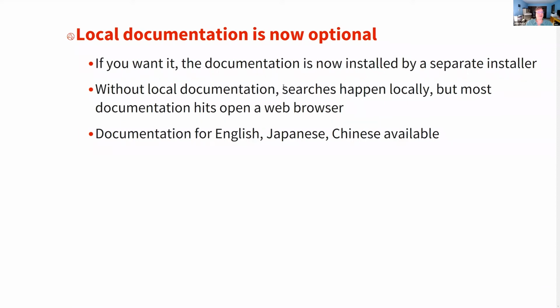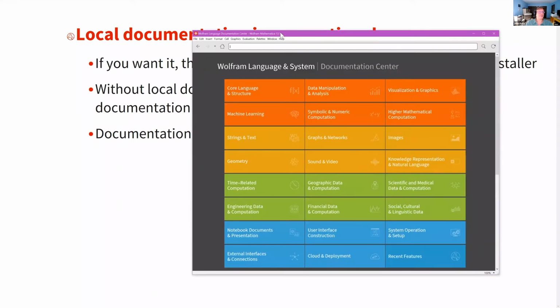I say this, but I should demonstrate what I mean. So searches happen locally, but most documentation hits open a web browser. Okay, so what do I mean by that? Let me switch over to, if I can find, here we go. Okay, so this is a help viewer from a local build of 13.1, which is the development version of the thing we're going to ship next spring. And I don't have documentation installed for 13.1.